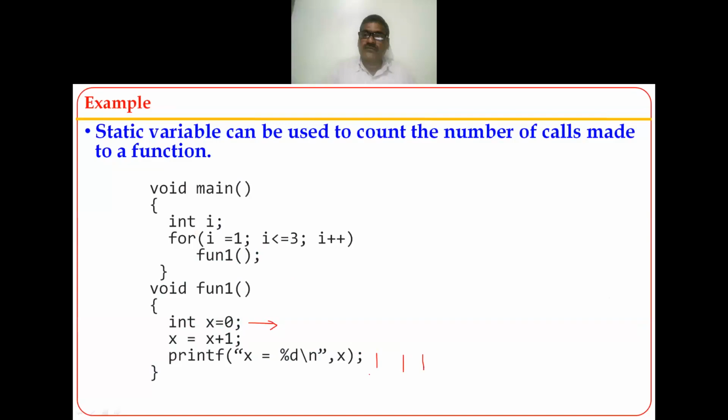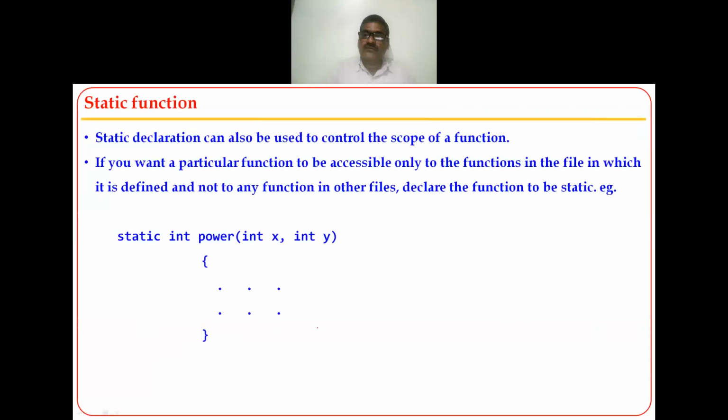So you should not get that. If I want to get 1 2 3 as the output, then you have to make this x, which we are declaring here, a static int x. If you declare that, you are going to make the values persist between the function calls. That is the use of this static storage class.